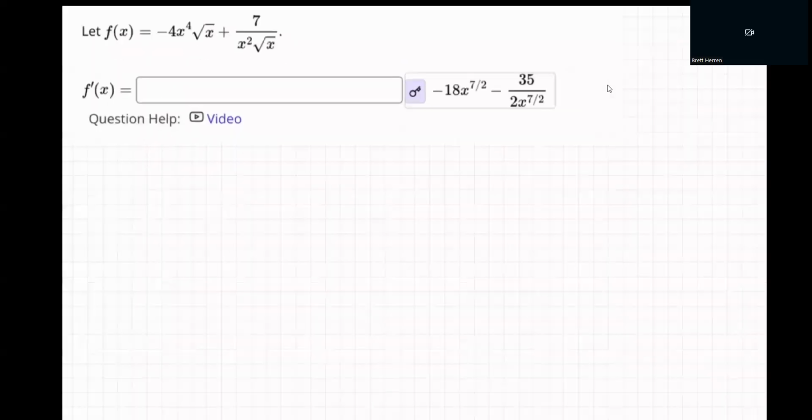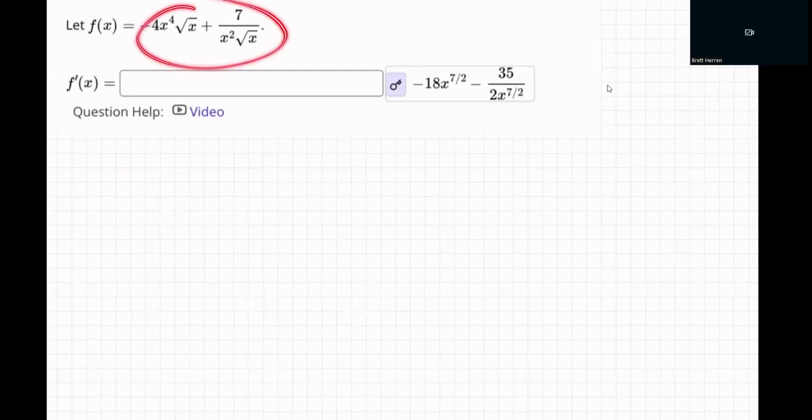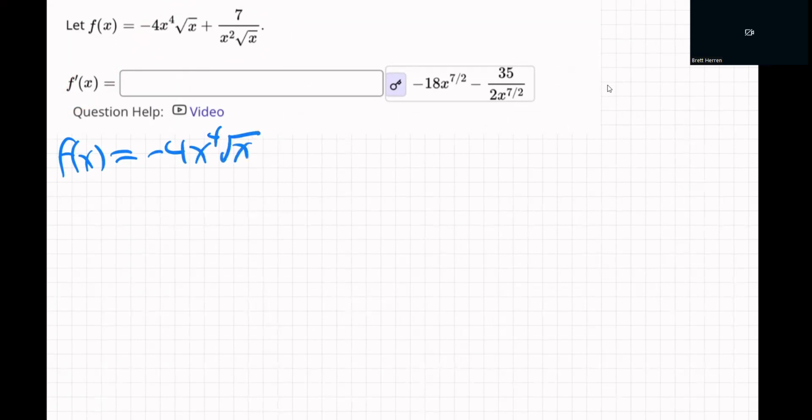Okay, so here we have a question. It gives us this pretty complex function, and they want us to take the derivative. So let's bring it on down. So f of x is minus 4x to the fourth root x plus 7 over x squared root x.